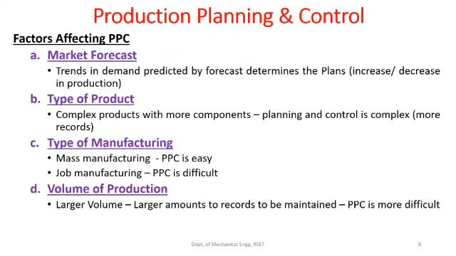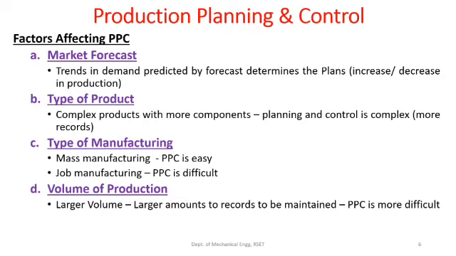Now coming to the major factors that can affect the production planning and control function, or the PPC function, there are four major factors that can affect PPC. They are market forecast, types of products, the type of manufacturing, and the volume of production. So the very first factor is a market forecast. That is the trends in the demand as predicted by the forecast. That is, demand forecast determines the plan.